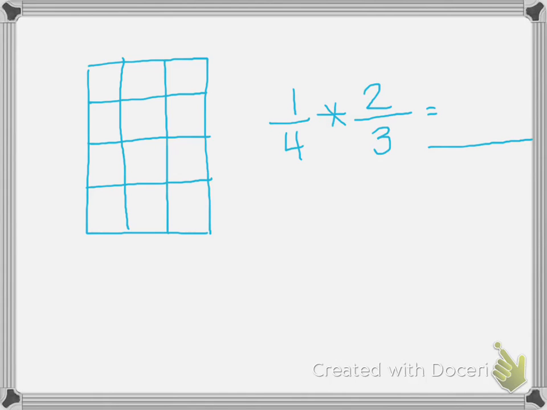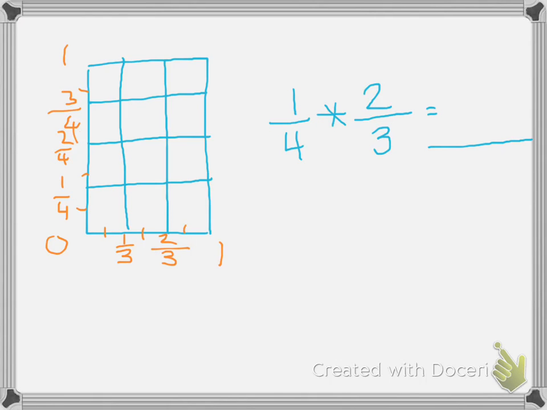Number 3 says shade the rectangle to illustrate how you would fold paper to find 1/4 times 2/3. So if you look here, here's our 0, our 1. This is broken into 1, 2, 3, 4 pieces. So this would be 1/4, 2/4, 3/4. Going the other way, we have 1, 2, 3. Therefore, this would be 1/3 and 2/3.